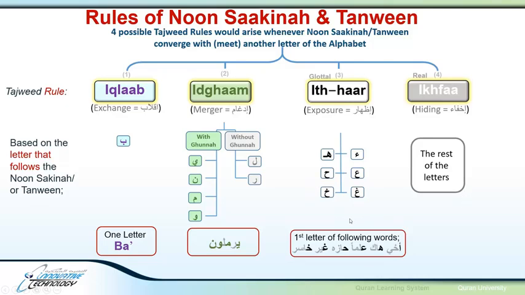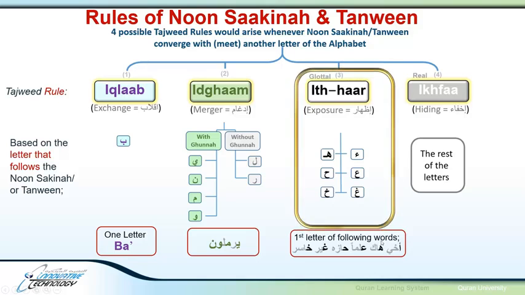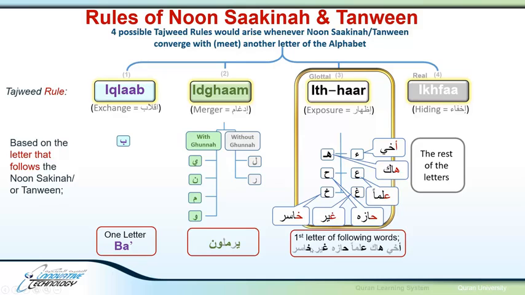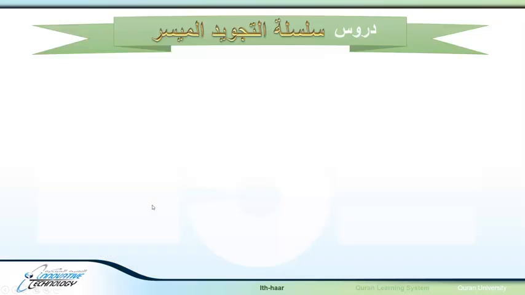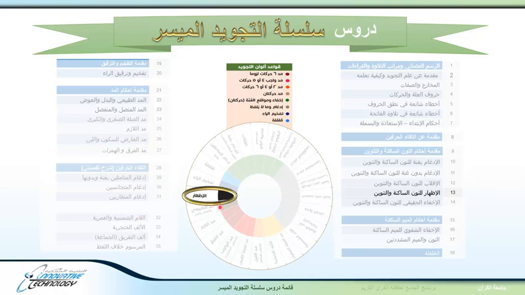This lesson is dedicated to Ith'haar, exposure, which is indicated when the Nun Sakinah or Tanween meets one of these letters, the first letters of the following words: أخي هاك علما حازه غير خاسر. So, let's start, Bismillahir Rahmanir Rahim, with our topic for this lesson, which is Ith'haar for Nun Sakinah and Tanween, the name of which in Arabic is Ith'haar al-Nun Sakinah wa Tanween.